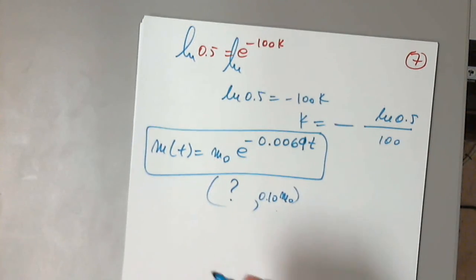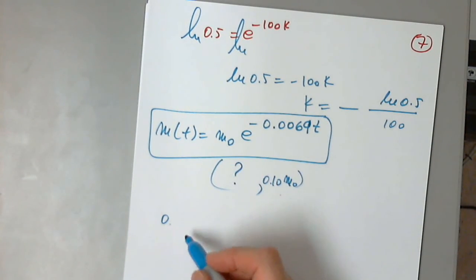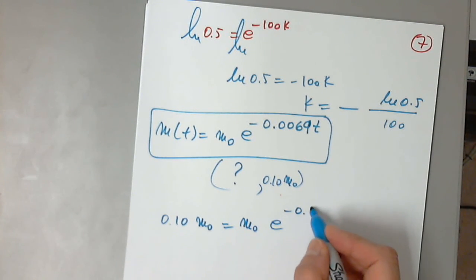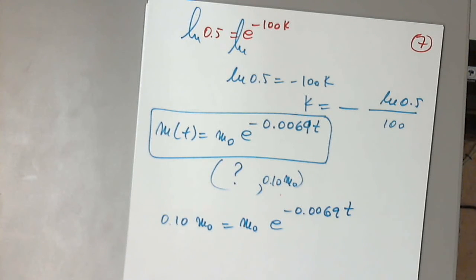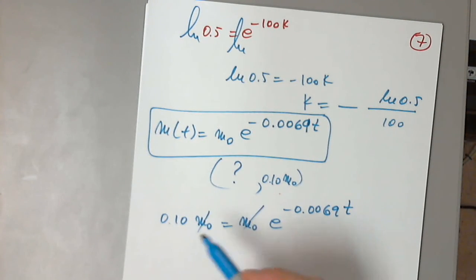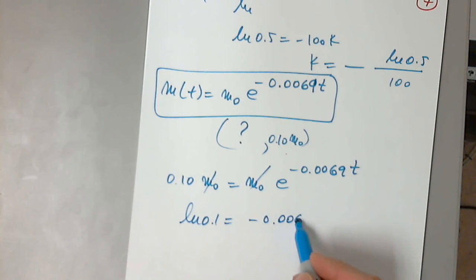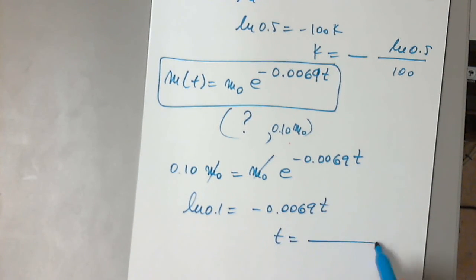So let's write: 0.10 m0 equals m0 e to negative 0.0069t. And we will find out how many days are required for the radioactive substance to decrease its mass from whatever to 10% of it. Again, we will simplify, we will apply natural log, and we will get t.